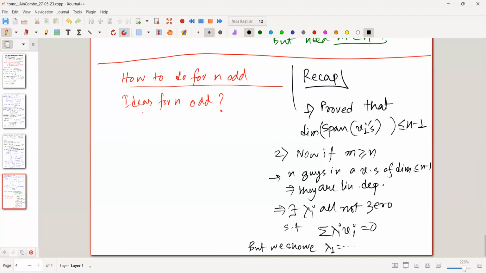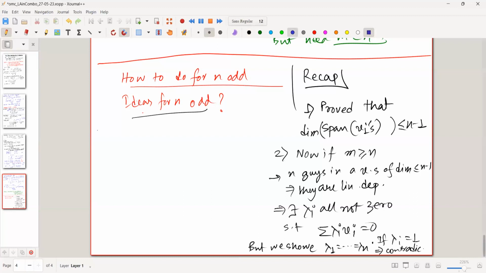But then we showed that all the lambda i's are actually equal to the same thing. And if the value is 1, then you have a contradiction. So they all have to be 0, right? So that was the idea.